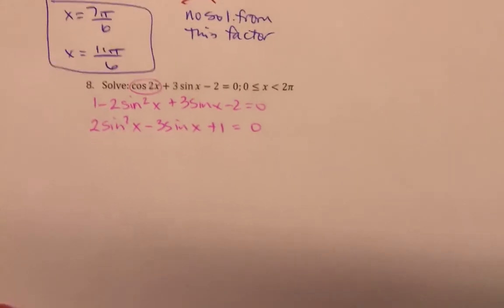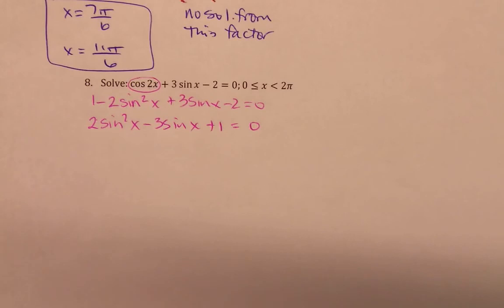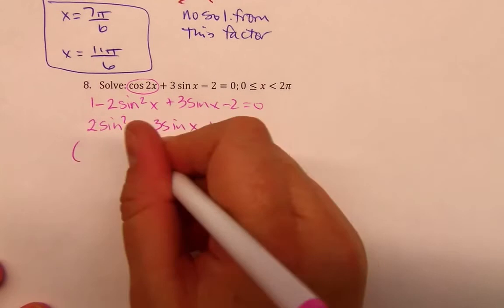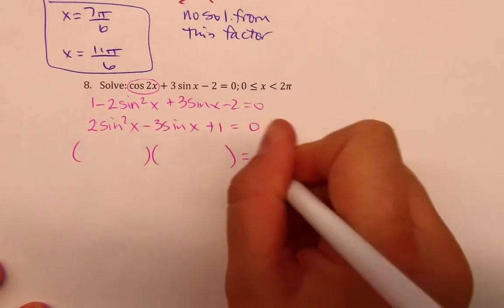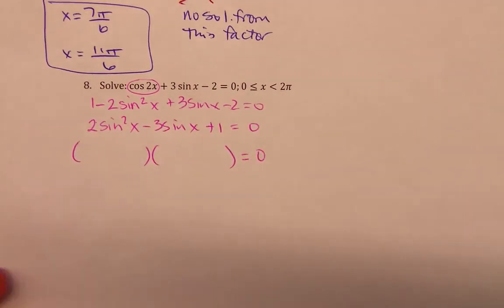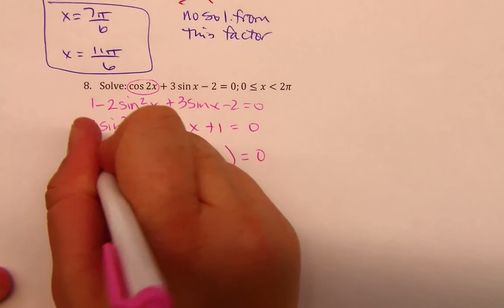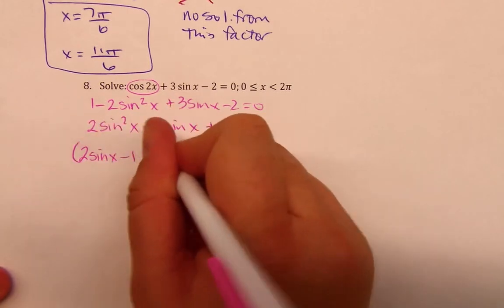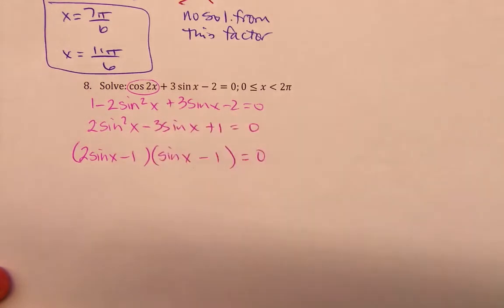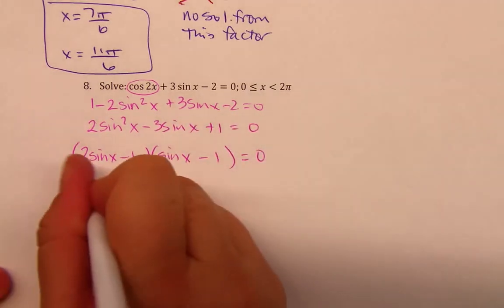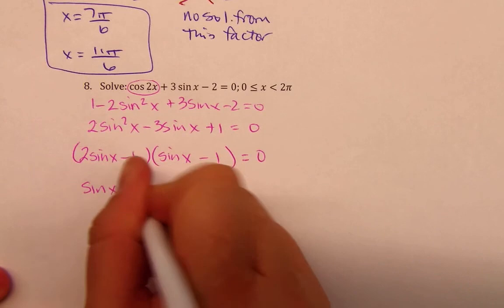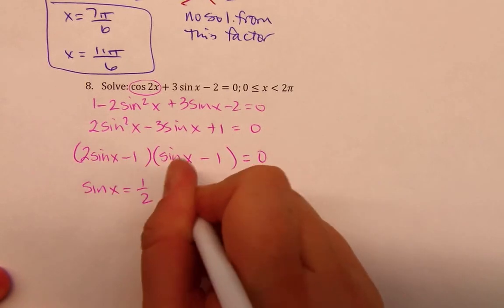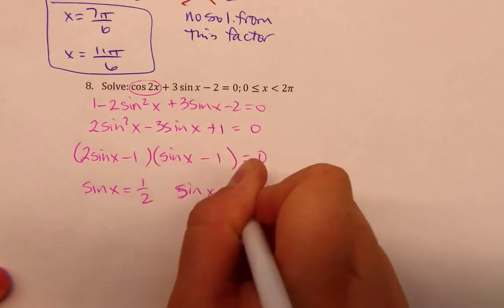And now we can use a u substitution, but I'm going to do this without a u substitution. If you're starting to feel like you can see it without the u substitution, you can do this without it. So we have 2 sine x minus 1, and sine x minus 1. So we have sine x equals 1/2 and sine x equals 1.